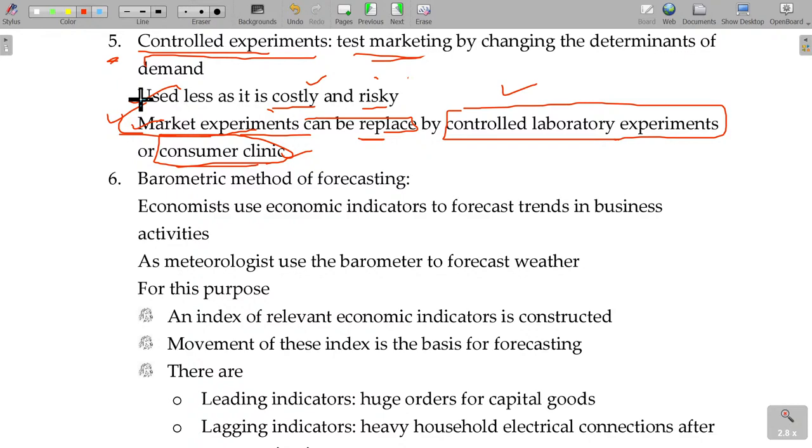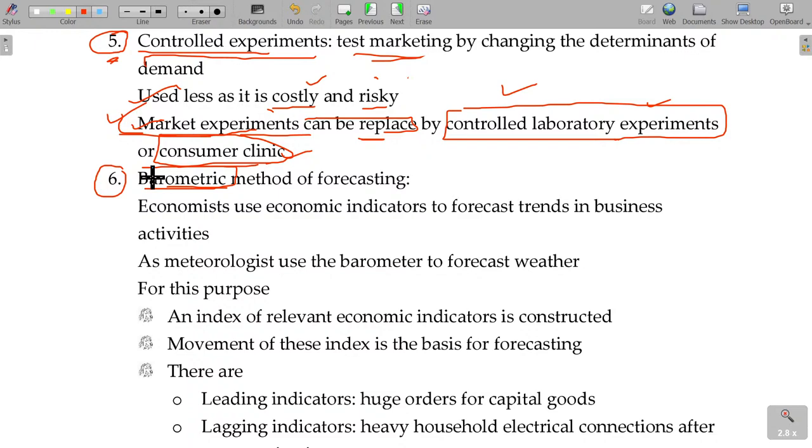but he himself being the owner, he knows the beat, he will not lose the money. But if an unknown salesman is sent, he immediately spoils the business. So the salesman will be trained in a controlled laboratory. Okay, this will come under controlled experiments. The sixth one is the barometric method of forecasting.